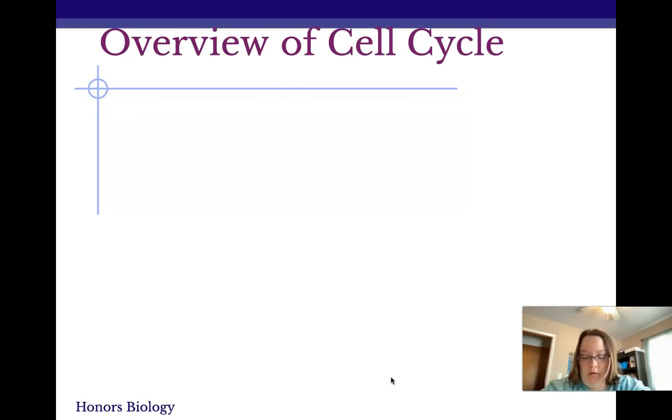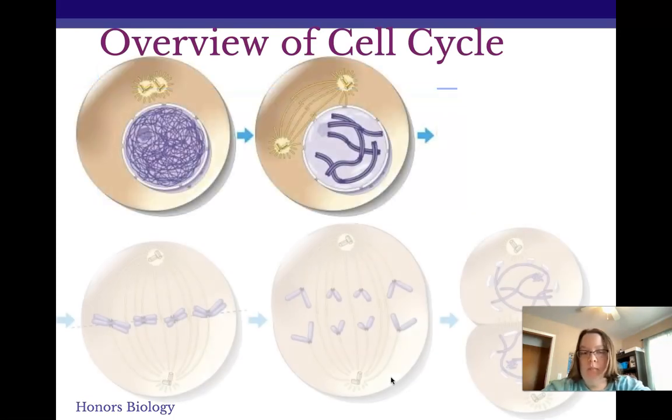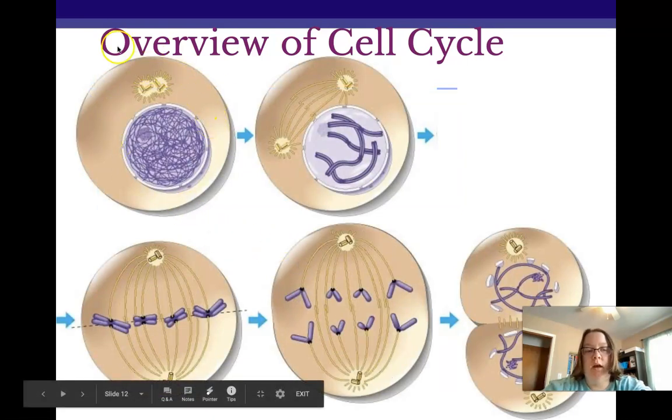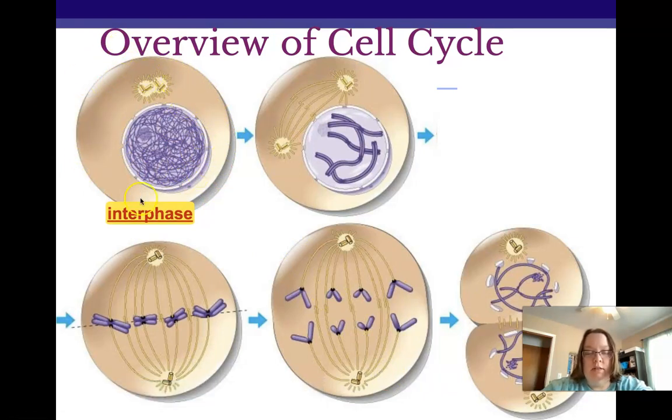So let's just do a quick overview of the cell cycle. So this is what our cell cycle will look like. Here we have our normal cell doing its everyday thing. That stage is called interphase. Interphase, our cell doing our normal thing. Then our cell starts to do something interesting when it's ready to divide. We see our spindle fibers start to release. These are our centrioles. We now start to see our chromosomes, and the nucleus starts to disappear. This is called prophase.